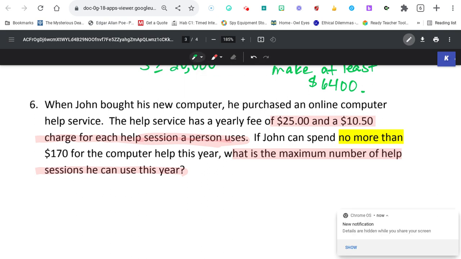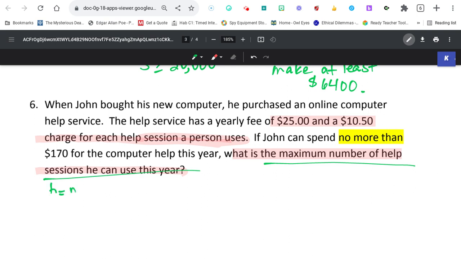So I'm going to focus on this part here. The maximum number of help sessions, I'm going to call that H, for number of help sessions. So I know that it's $10.50 for each help session. So I know the $10.50 and my H are going to go together. But I also know that "no more than" or "maximum of" is less than or equal to.